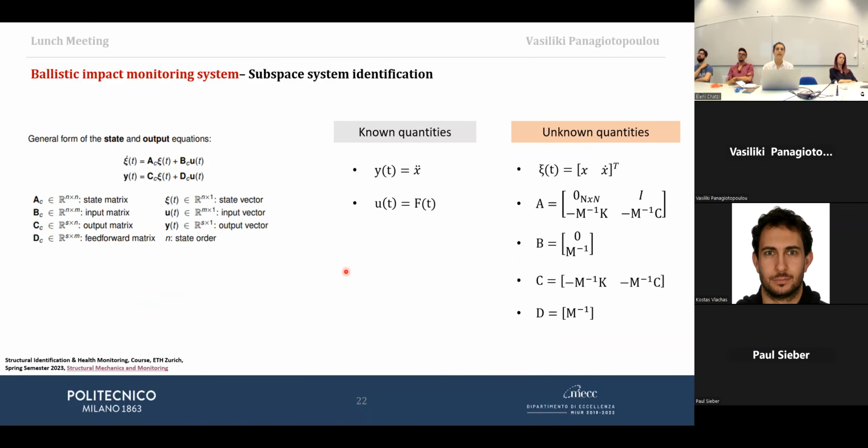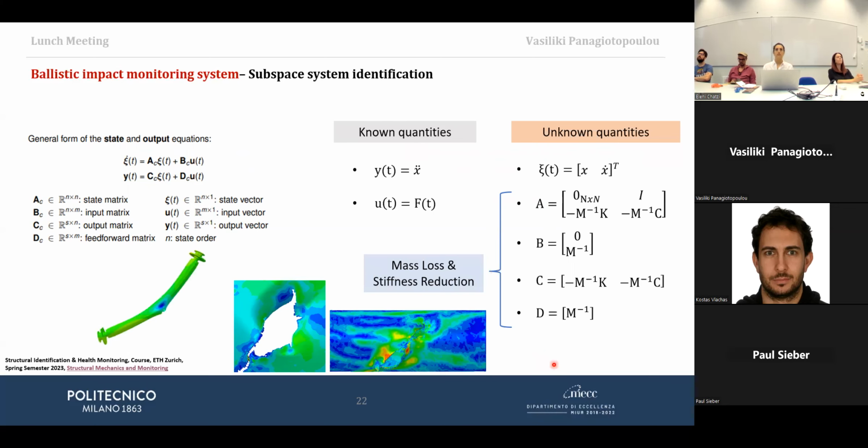Another way is the subspace system identification. While in the first case we were looking at the frequency domain mostly, so how the eigenfrequencies change, here we are looking at how the system parameters change. So if we use the state space formulation and we want to learn about mass, stiffness and damping matrices, how these parameters change due to the mass loss and the stiffness reduction after the ballistic impact occurs.